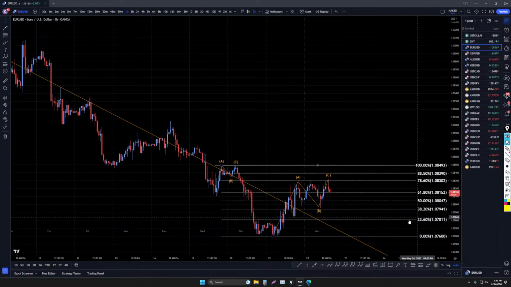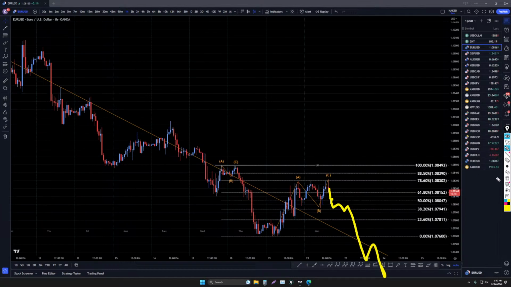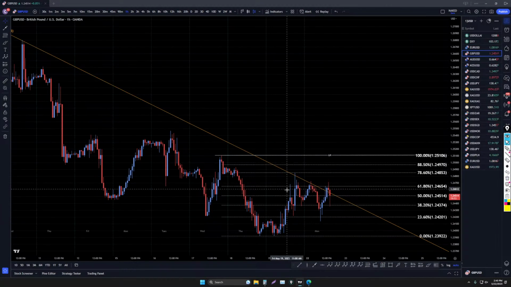I see 3 waves up, I see an impulsive move down. Really, if this candle closes down like that, I would take that as a short, and most likely it will continue the downtrend. So let's go check out the pound dollar. Pound dollar is a little different, but it still looks like it could be ending an ABC correction.